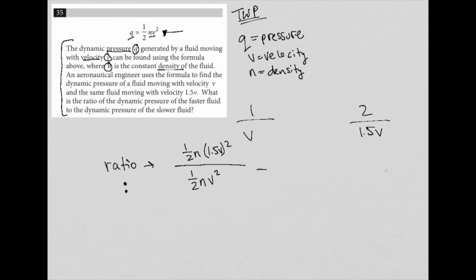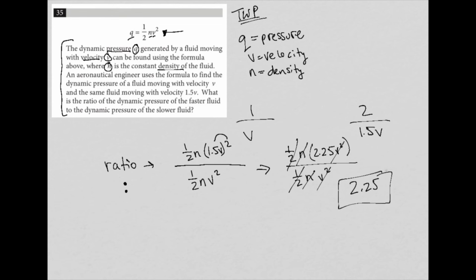So how do I simplify the numerator? Well, the 1/2 is still there, the n is still there, but 1.5 squared, well, that's 2.25 v squared, versus the bottom here, I just have, again, my 1/2 n v squared. And we can see here that when I do the ratio, or the fraction, 1/2 crosses out 1/2, n crosses out n, v squared crosses out v squared. So what I'm left with is 2.25. So the ratio is equal to 2.25, and that is your answer.